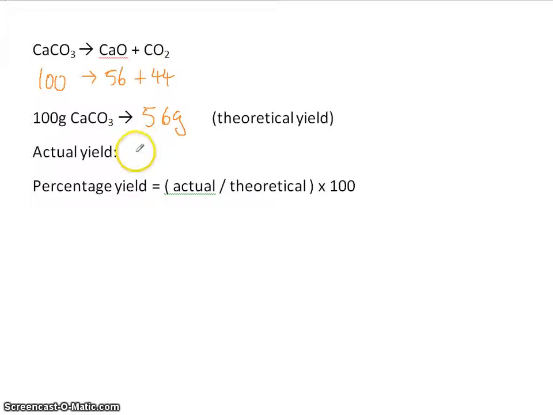Let's say our actual yield this time was 52. So it's a slightly better reaction. We managed to thermally decompose most of that. Our percentage yield this time would be 52 divided by 56 times 100, which would equal 93%.